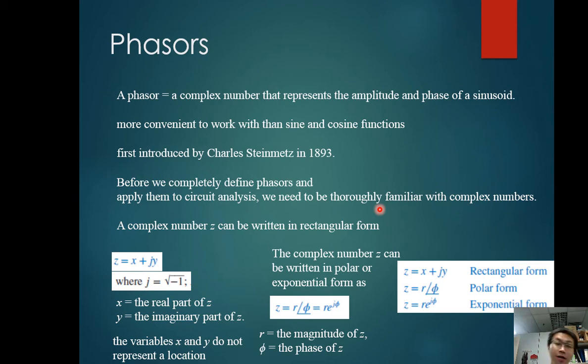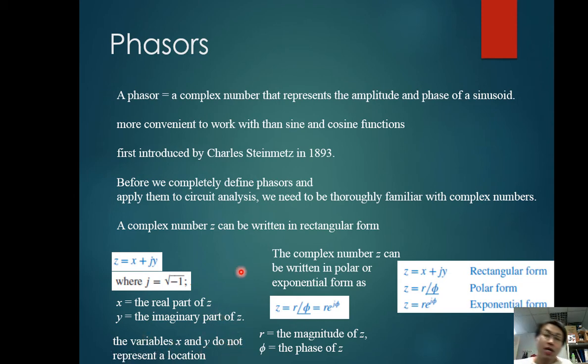And then we can say that a complex number z can be written in a rectangular form. So actually a complex number can be written in many forms. One is a rectangular form. What is rectangular form? It's like this. z equals x plus jy, where j is the square root of negative 1. It is not a variable. x, y, z are variables, but j is a notation, which refers to the square root of negative 1. And x is the real part of z, y is the imaginary part of z. The variables x and y do not represent a location.